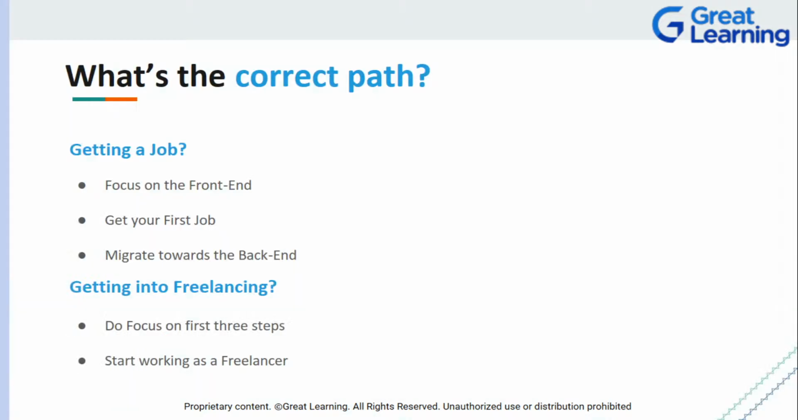Now what is the correct path? Focus on front end, get a job, then migrate to back end. Okay, and once you have these three steps, then you can easily go work as a freelancer and easily become a full stack developer, right? Okay, is this thing clear?